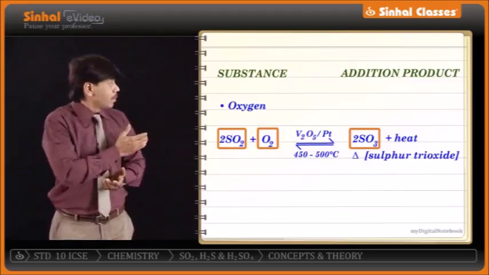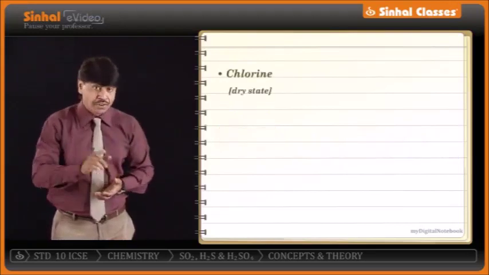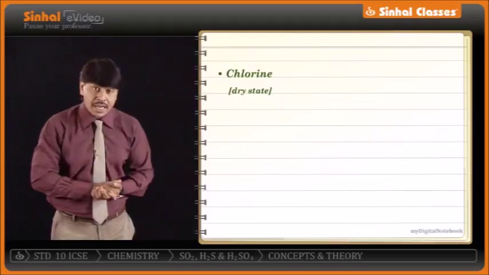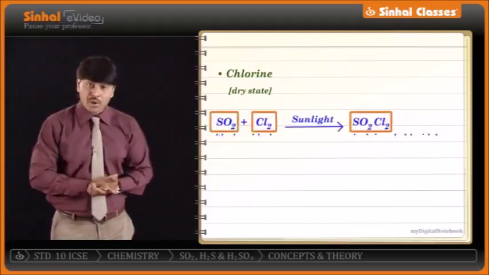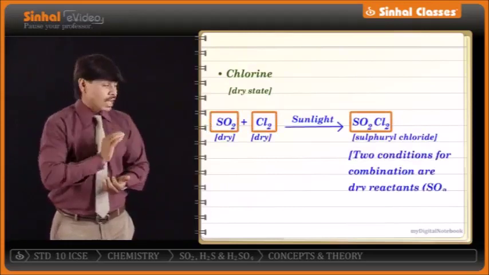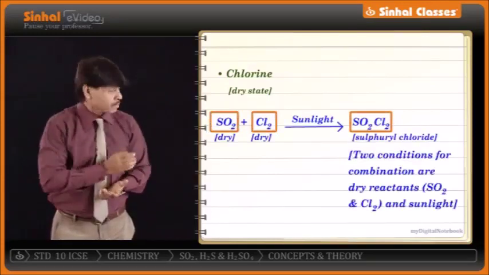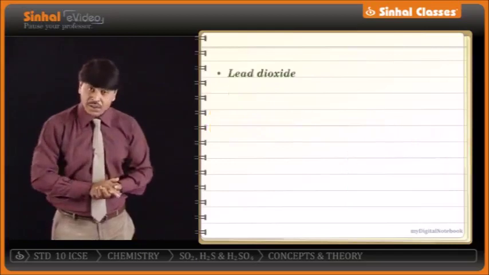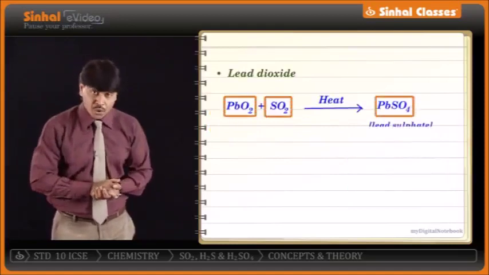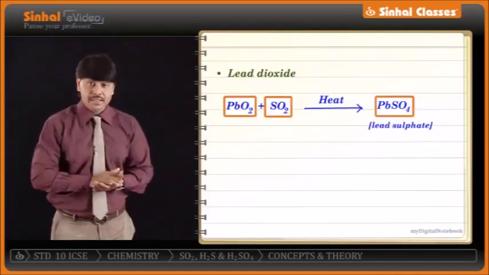In a similar manner, if we take dry chlorine with sulfur dioxide in the presence of sunlight, it gives you a compound called sulfuryl chloride, SO2Cl2. With respect to lead dioxide, PbO2 plus sulfur dioxide, when heated, will give you PbSO4, that is lead sulfate.